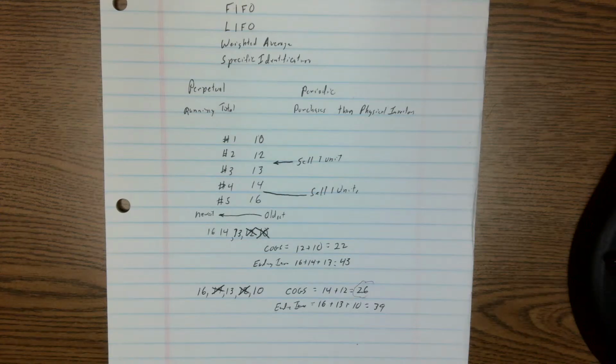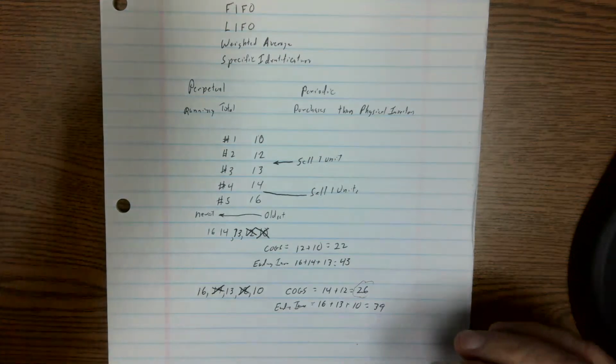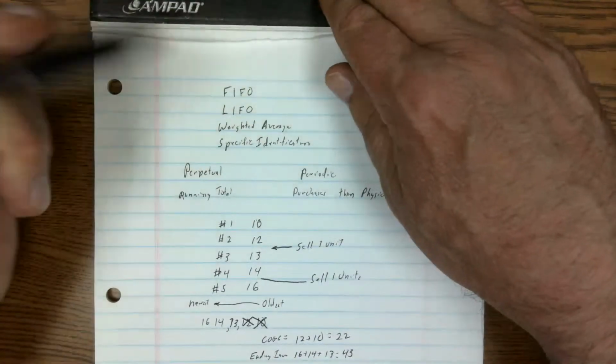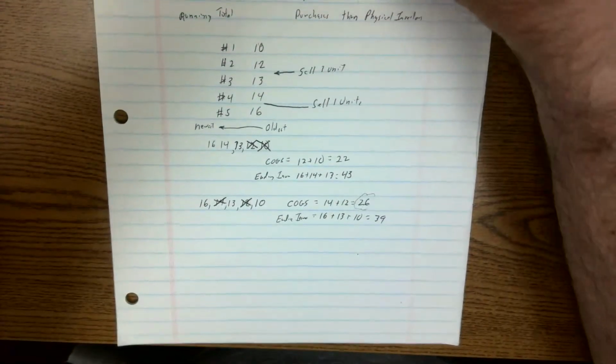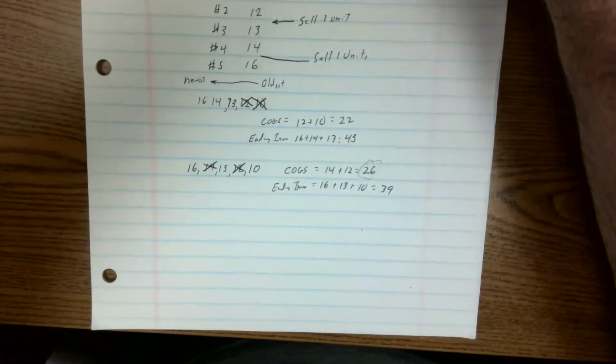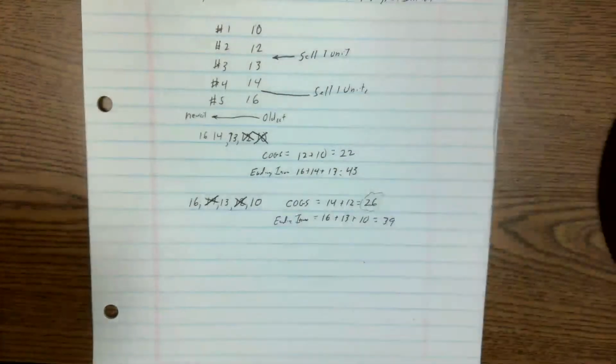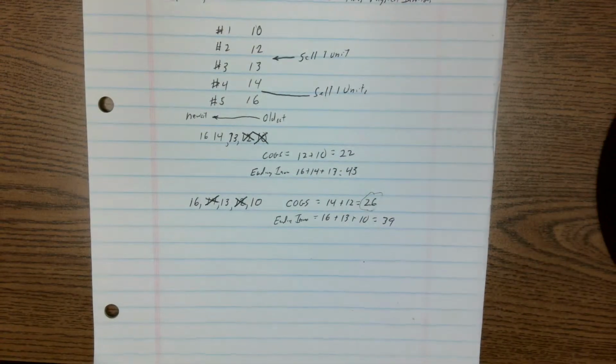Okay, that's great. In Europe, well, mostly Europe, but anybody who uses the IFRS, the International Financial Reporting Standards, they are not allowed to use LIFO. They can use FIFO, they can use weighted average, they can use specific identification, but they are not allowed to use LIFO on International Financial Accounting Standard.